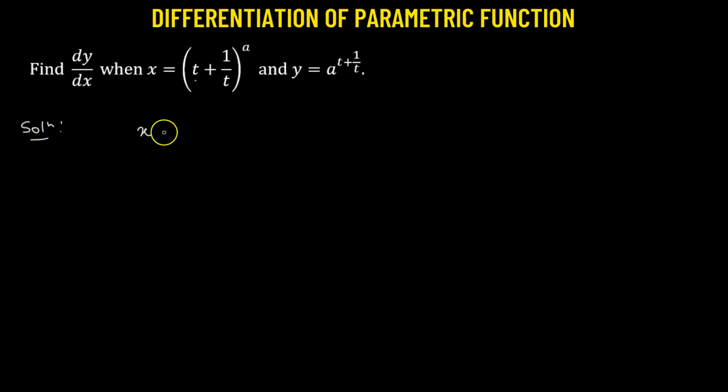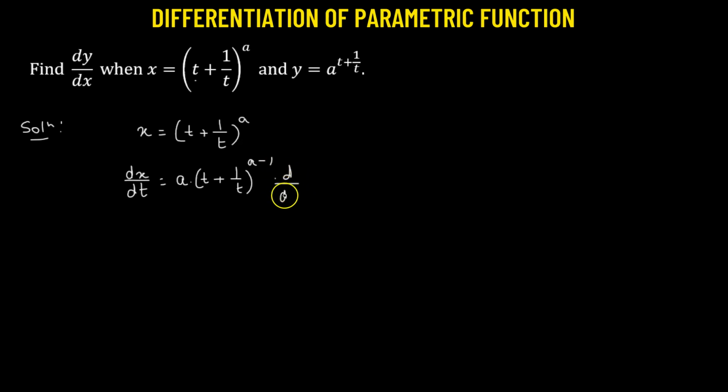So here we begin with our x function, which is given by (t + 1/t) raised to the power of a. Here we'll take the derivative on both sides with respect to t. On the right-hand side, we can apply the power rule since we have a constant as the exponent. That means we have a times (t + 1/t) raised to the power of a minus 1. But we'll also have to use the chain rule.